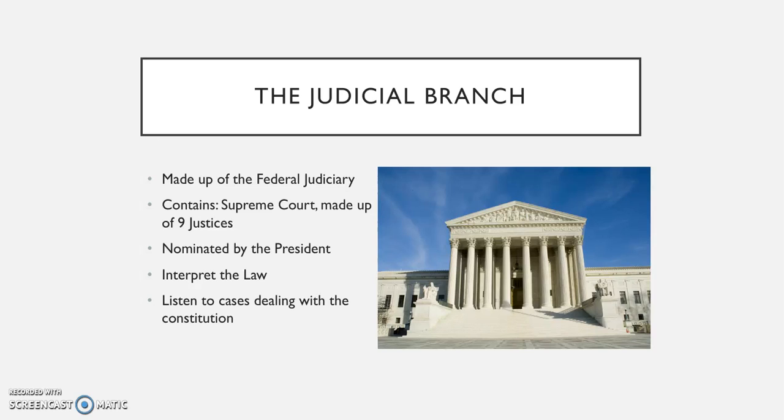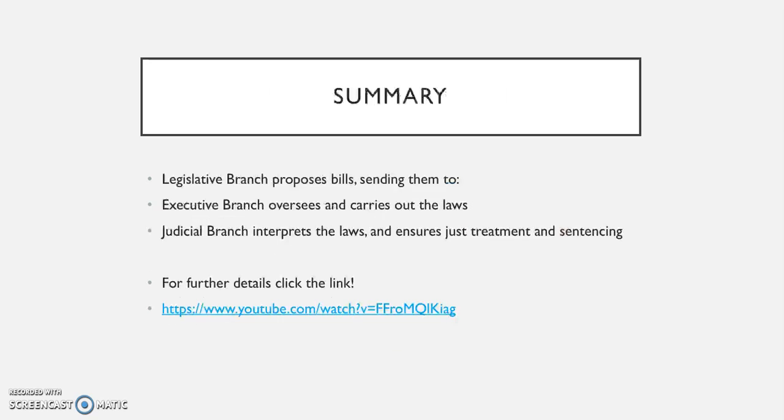The main goal of the judicial branch is to interpret the law, listening to cases dealing with the Constitution. Only the most serious cases are listened to by the Supreme Court, and their decision is absolute and final, meaning that there are no appellate courts, and so their say is final.